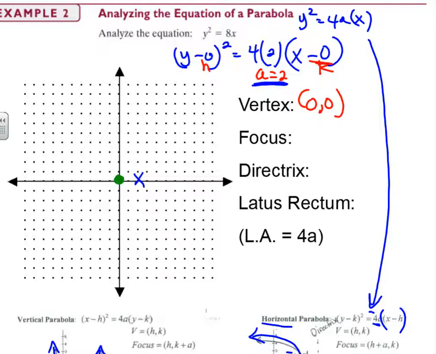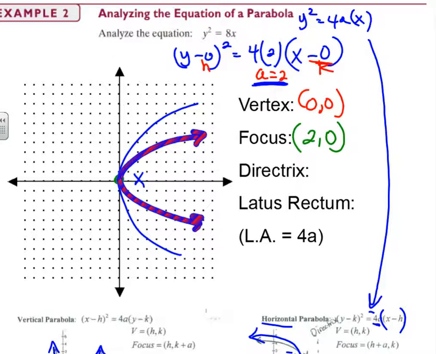The other thing I want to do, I don't know if the parabola looks like this, or perhaps the parabola looks more like this. So this is where the lattice rectum comes in handy. So let's see, I've got the focus at 2, 0. Oh, that means the directrix is out here, 2 to the left. So that's going to be x equals negative 2, because remember, a is that same distance away. So if this distance is 2, this distance is 2.